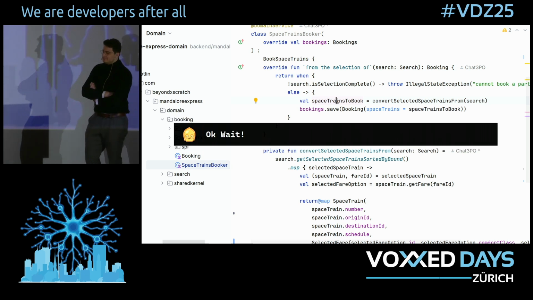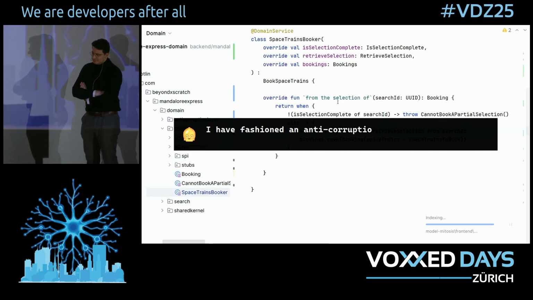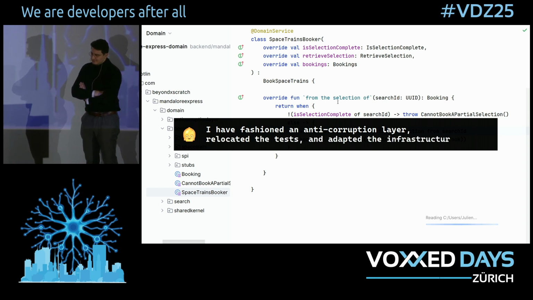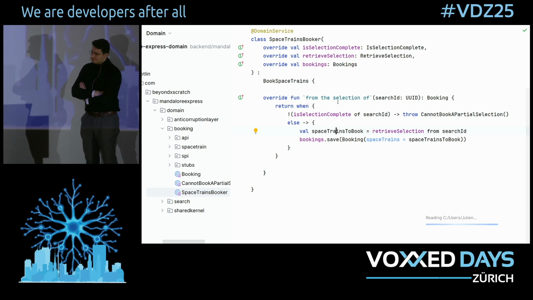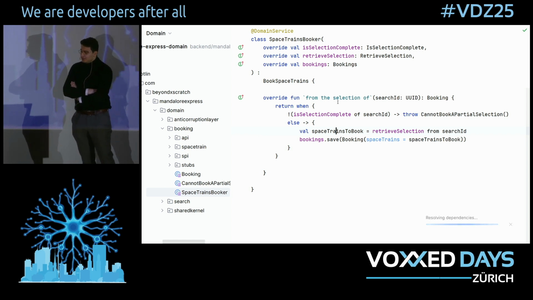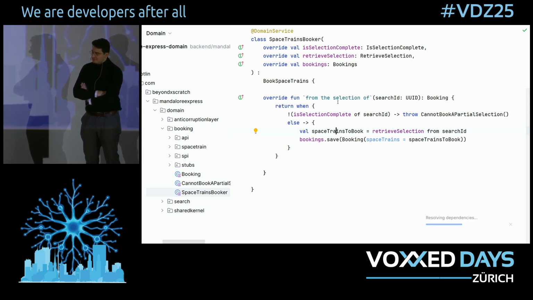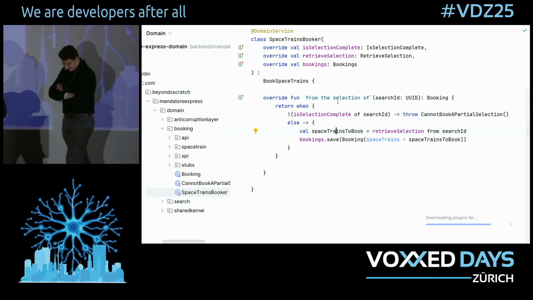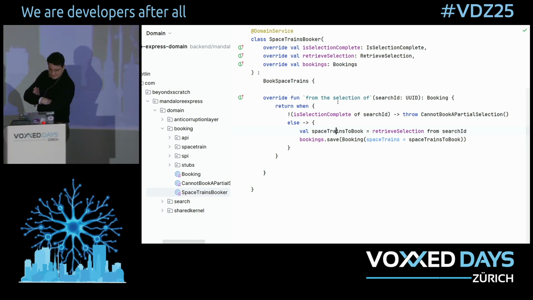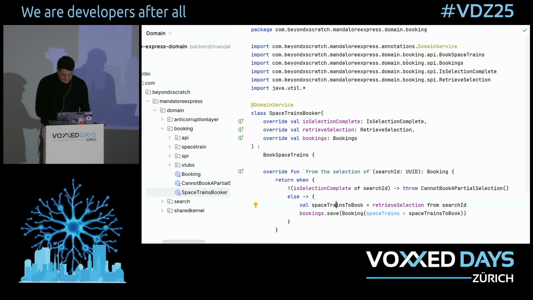Okay, wait. I have fashioned an anti-corruption layer, relocated the tests, and adapted the infrastructure. This is what I call authority. I guess I can understand Mandalorian culture in the end. They don't like nerfs. Okay, so let's see what he has done, because I'm not comfortable with his code.